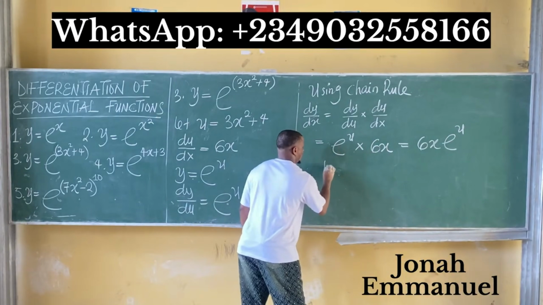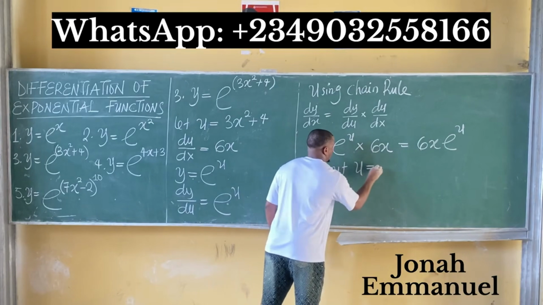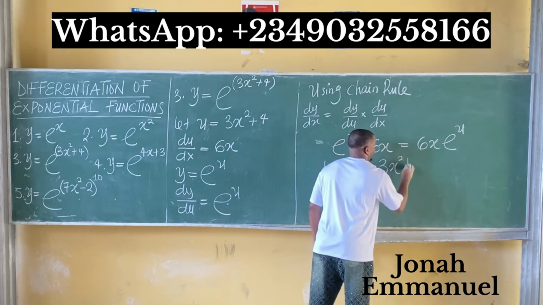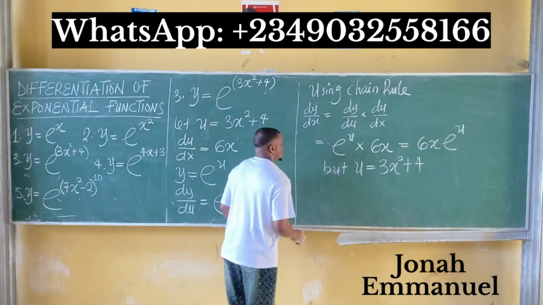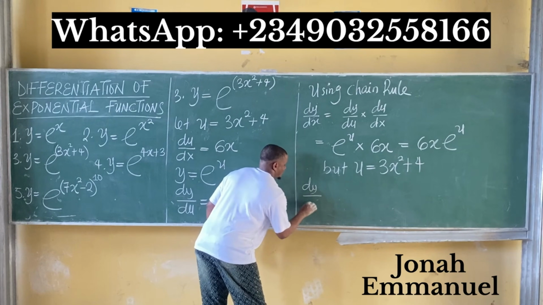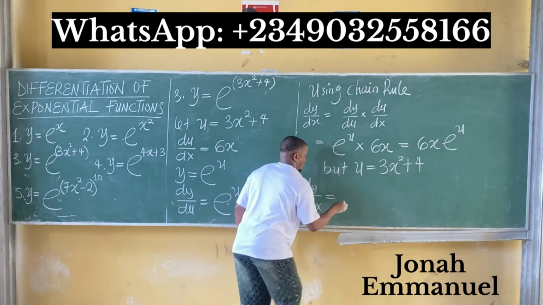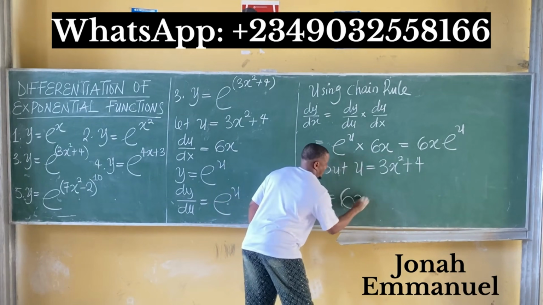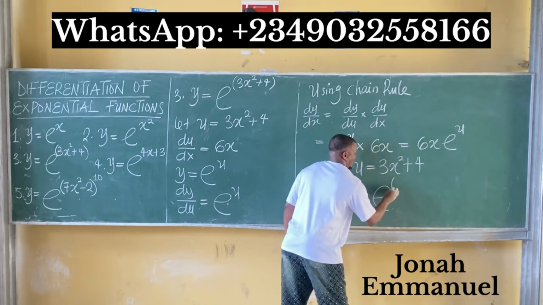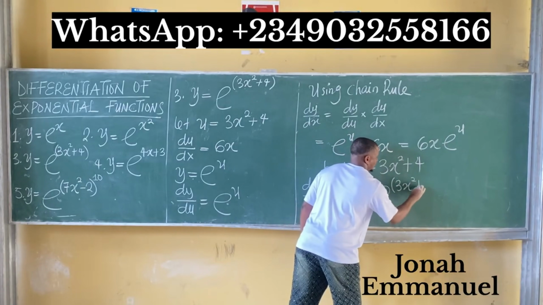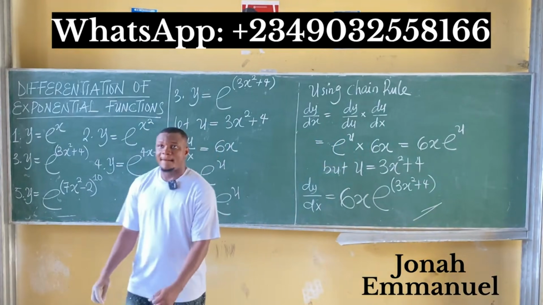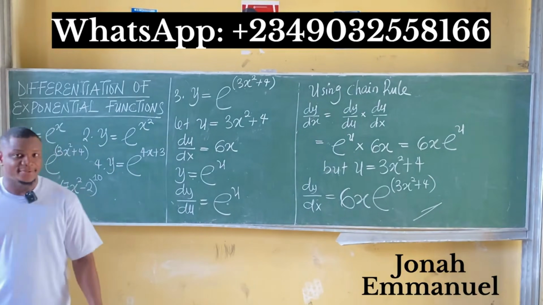Next up, but U is equal to what? 3x squared plus 4. So what is dy/dx? 6x, this one here, exponential U. What's the value of U here? Plus. That's your answer, please. So that's it.